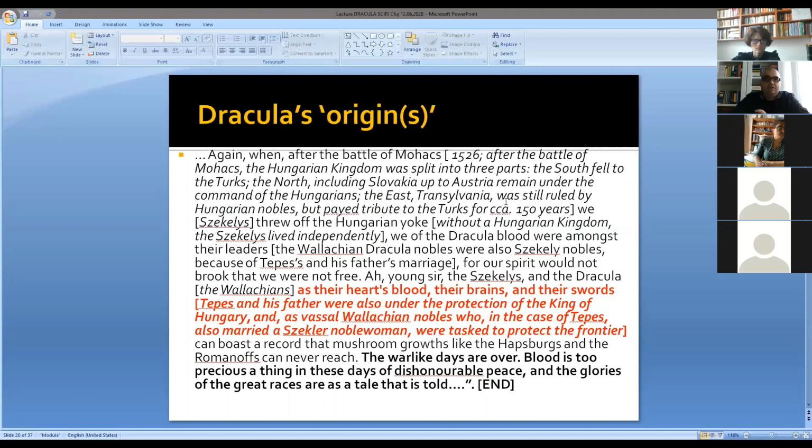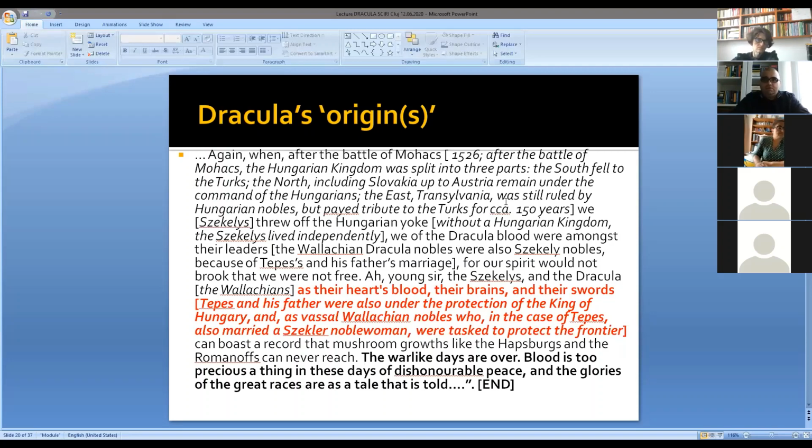Again, when after the Battle of Mohács," this is a historical battle, "we Székelys threw off the Hungarian yoke," because without the Hungarian kingdom, the Székelys lived independently in Transylvania. "We of the Dracula blood were amongst their leaders," because the Wallachian Dracula nobles were also Székely nobles, because of Țepeș and his father's marriage.